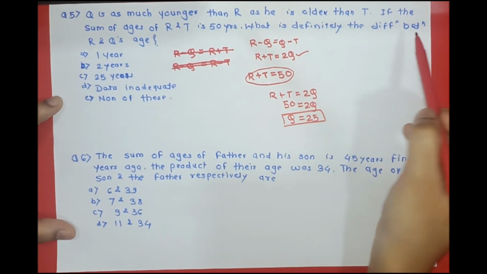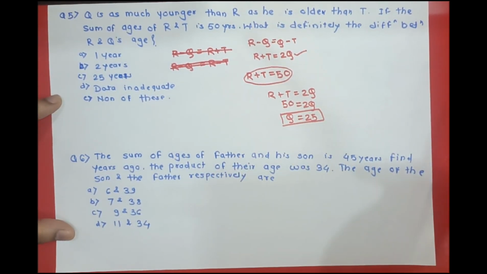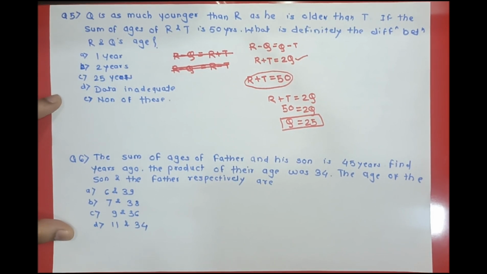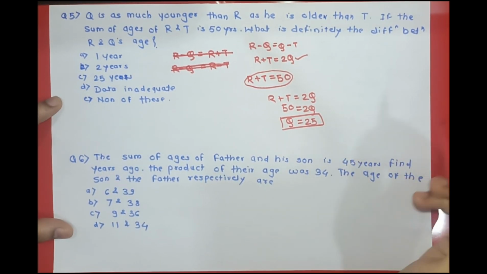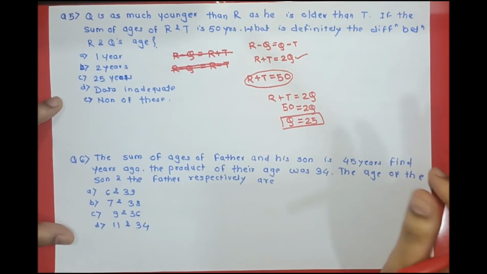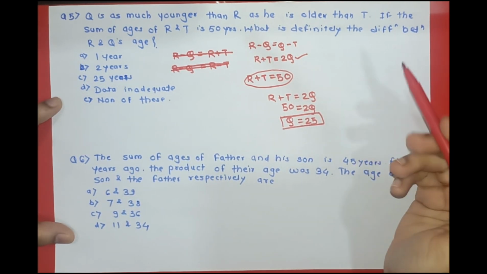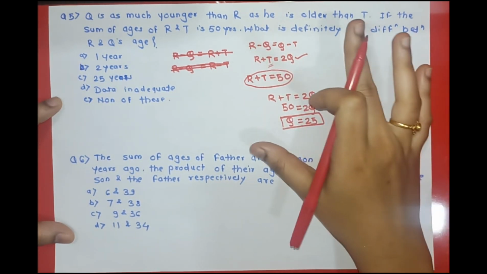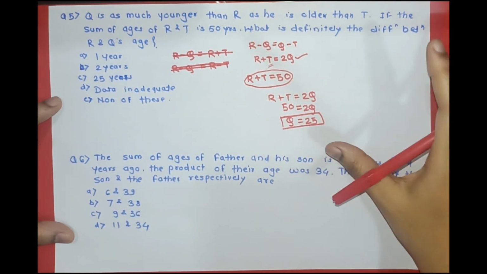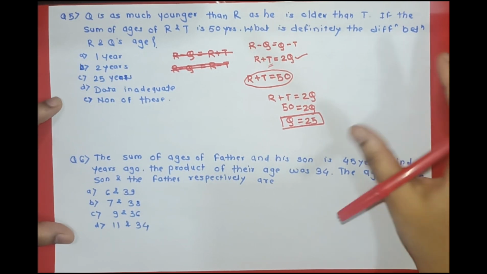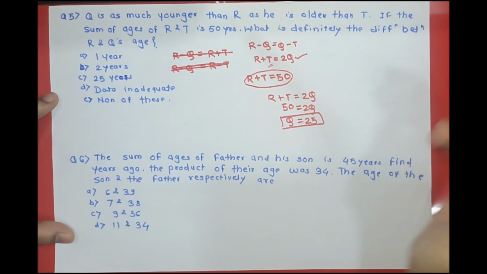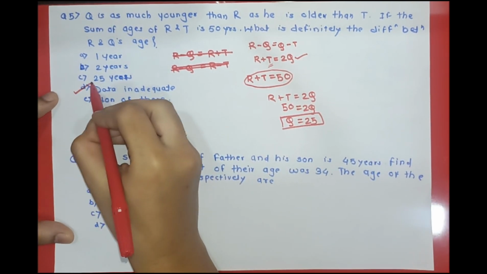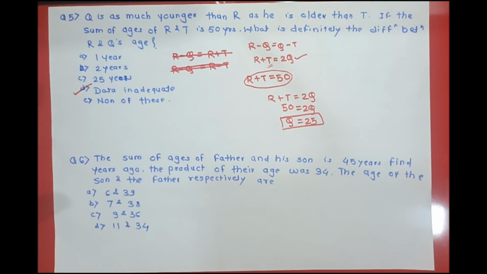We have to find out the difference between R and Q's age. But as per the given information, we have no reference of what R's age is. Even if we would have known T's age, we could find out R's age, but as per the given data, we cannot find out what R's age is. So the correct answer would be data inadequate.